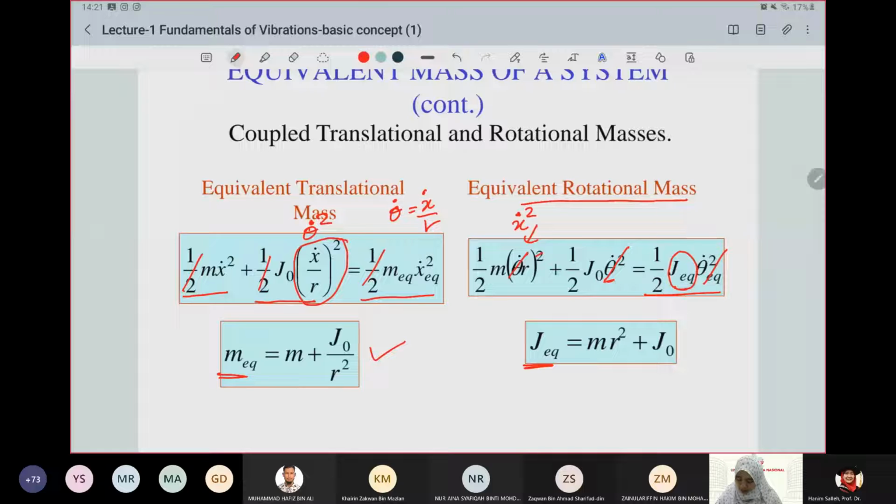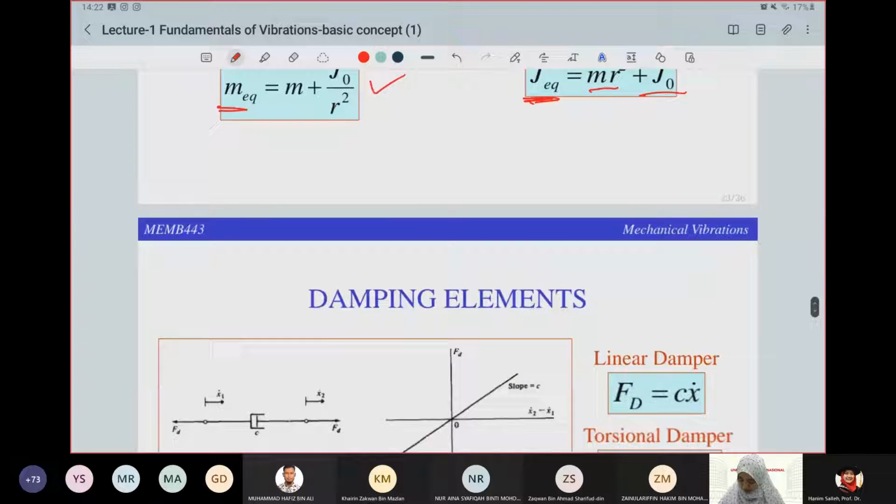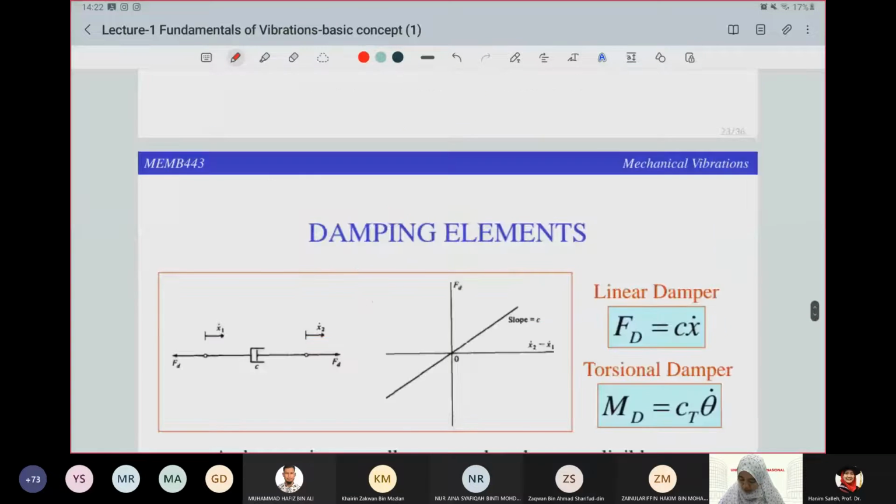Easy. Earlier it should be x dot square, since you have the relationship. Your x dot square is basically equal to theta dot r square. So that's how you get it. Then you can cancel out the theta dot square, and the half also you can cancel out. You're left with J equivalent is m r square plus J naught. Any question? No? No, madam. Easy peasy.